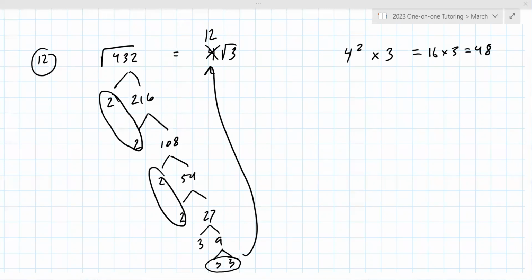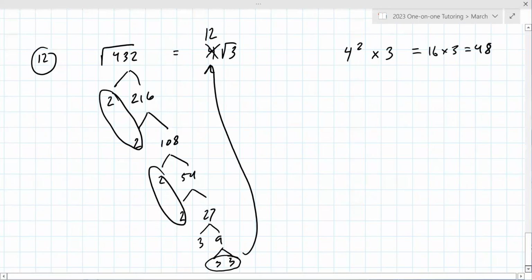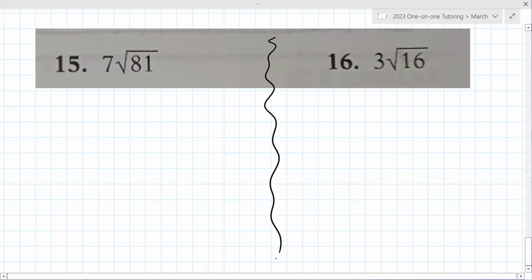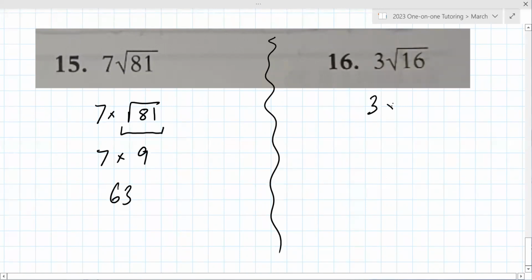Okay. All right. We're going to look at 15 and 16 together here. All right. So 15 says 7 times the square root of 81. So you're literally multiplying 7 times whatever the square root of 81 is. This is a nice number. It's 9. So it's 7 times 9, which is 63. The one on the right, 3 times the square root of 16. What is the square root of 16? 4. 3 times 4 is 12. Good.